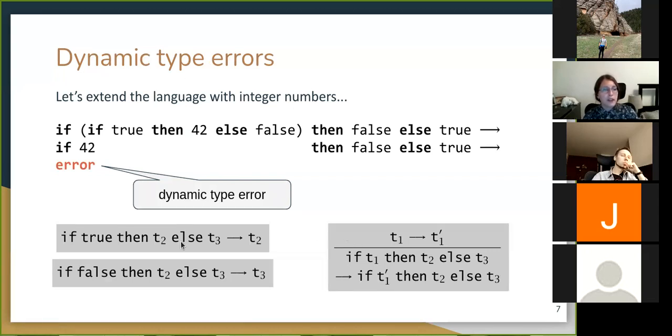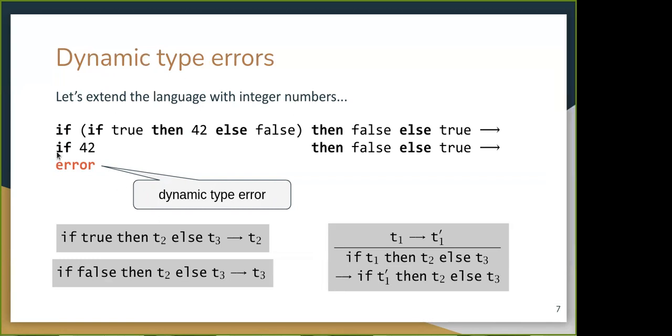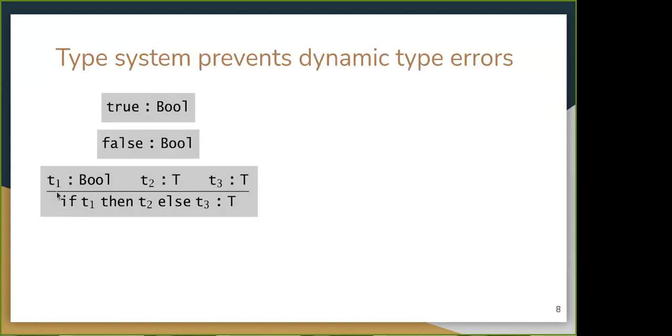And formally, this happens because we don't have a rule that allows us to run the program which has 42, or an integer value, in the conditional position. Right here, we're only allowing true and false. Otherwise, we can't reduce this program anymore. So this is an example of a dynamic type error. And the goal of a type system is to prevent such silly errors.